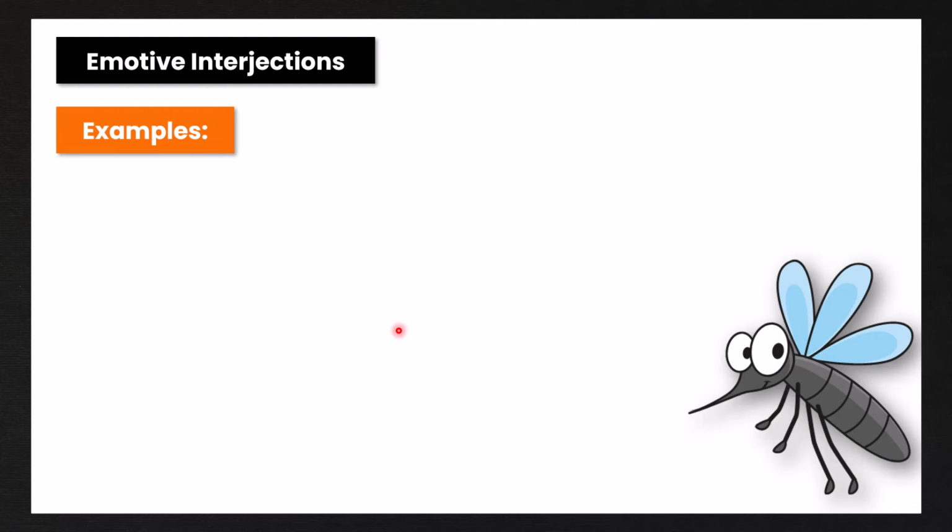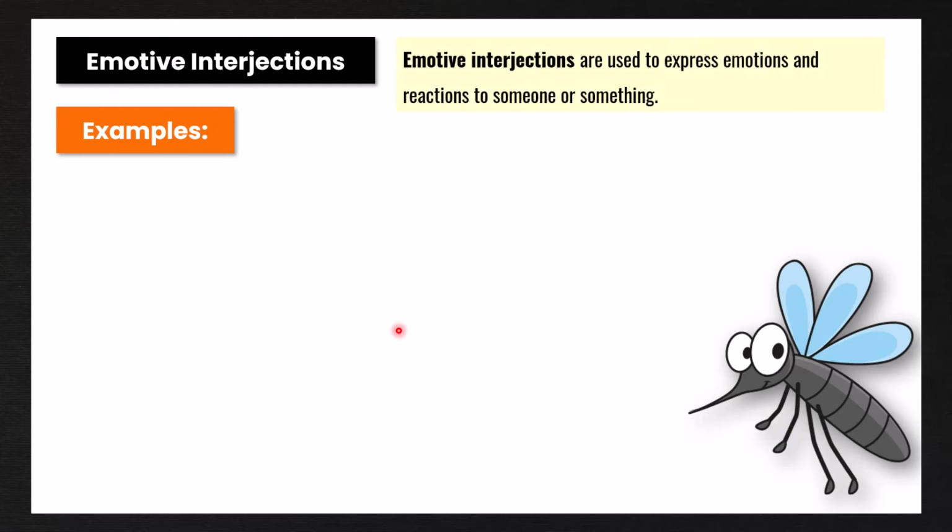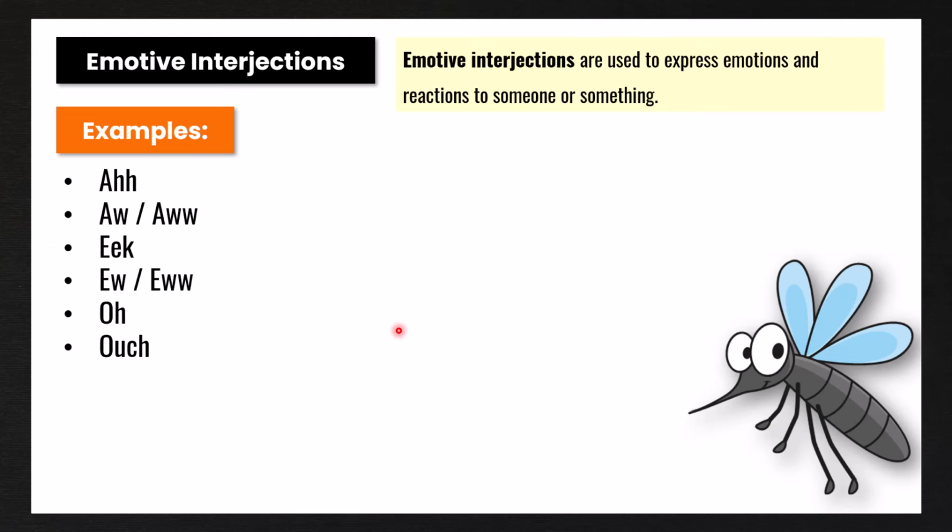Next, we have emotive interjections. Emotive interjections are used to express emotions and reactions to someone or something. For example, ah, aw, eek, ew, oh, ouch, phew, ugh, yuck. We've seen some of these already because the majority of these are also primary interjections as well as emotive interjections.